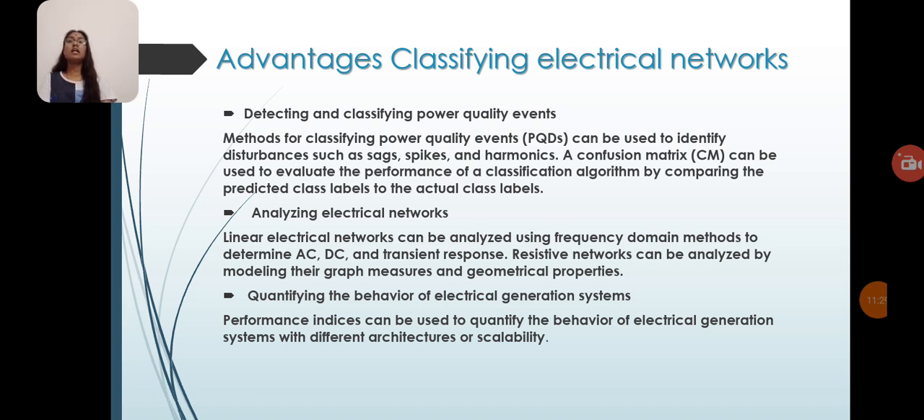And here the second one is analyzing electrical networks. Linear electrical networks can be analyzed using frequency domain methods to determine AC and DC and transient response. Resistive networks can be analyzed by modeling their graph measures and geometrical properties. Quantifying the behavior of electrical generation systems. Performance indices can be used to quantify the behavior of electrical generation systems with different architecture or scalability.